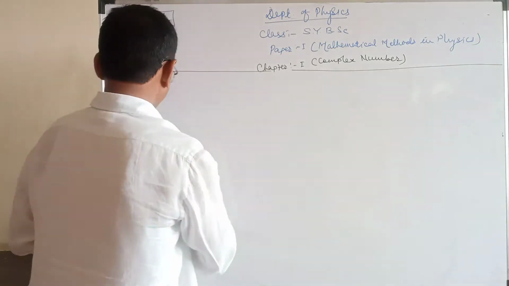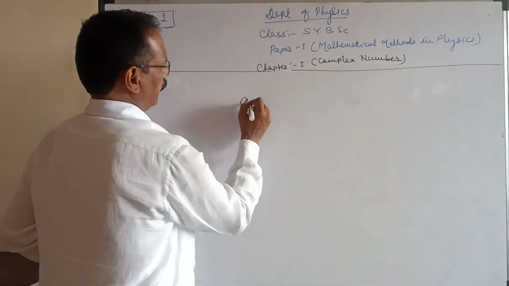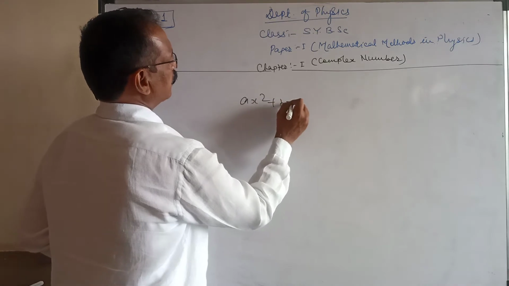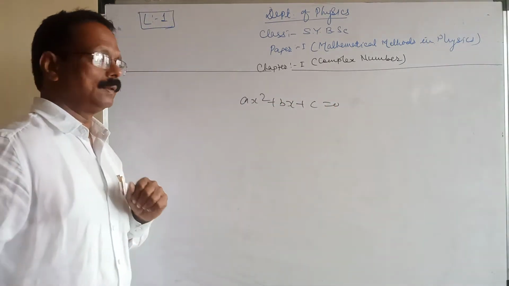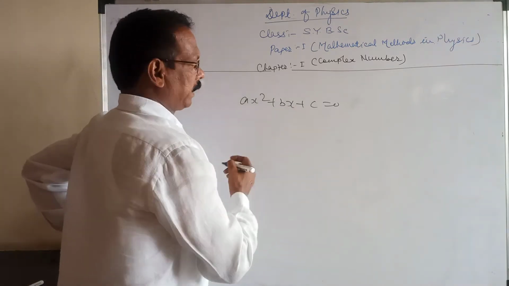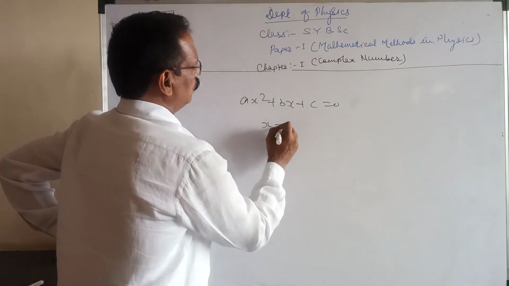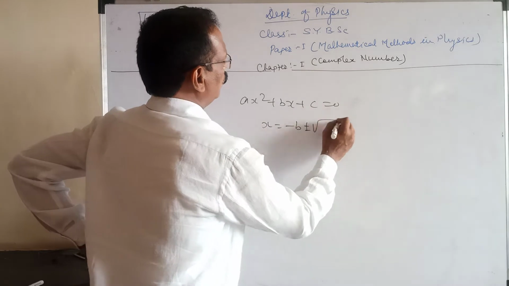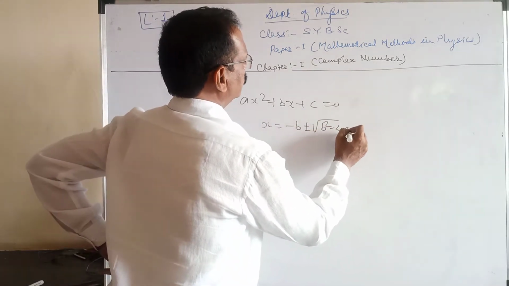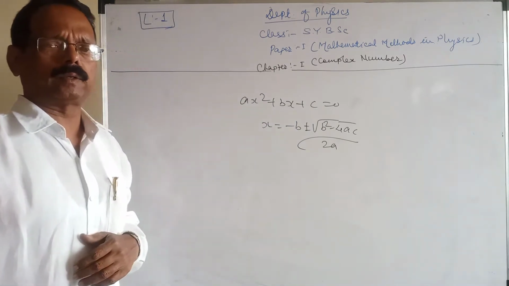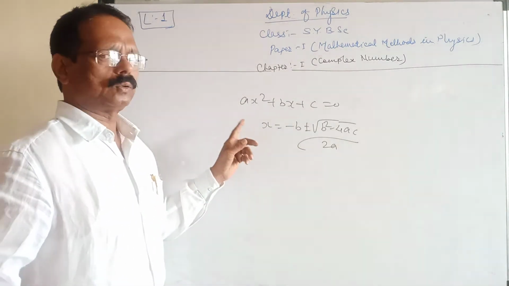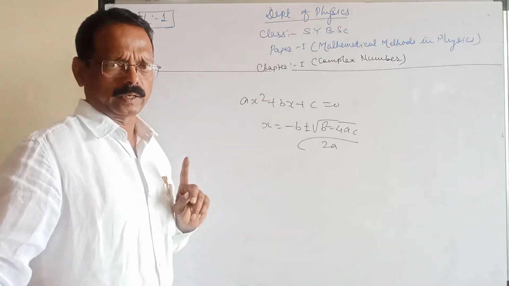Now we know a very important equation, the quadratic equation ax square plus bx plus c is equal to 0. How can we find the roots? So the roots of the quadratic equation are x is equal to minus b plus or minus root of b square minus 4ac upon twice a. If any quadratic equation is given to us, then we can find the roots of the given quadratic equation.